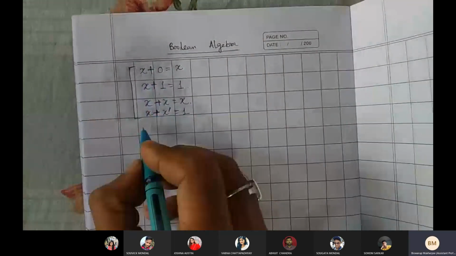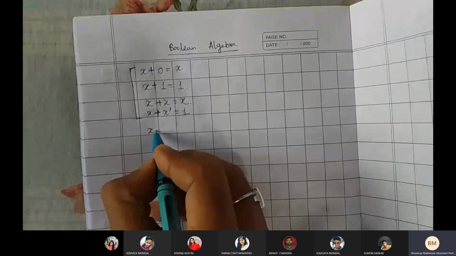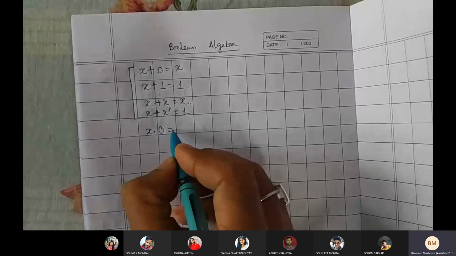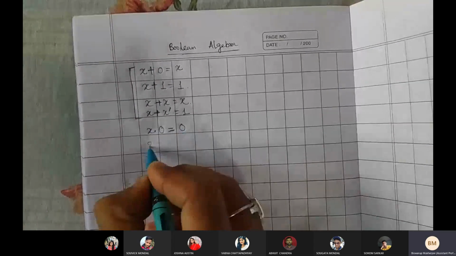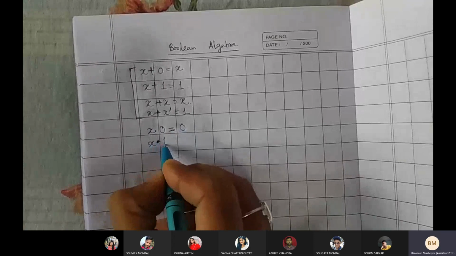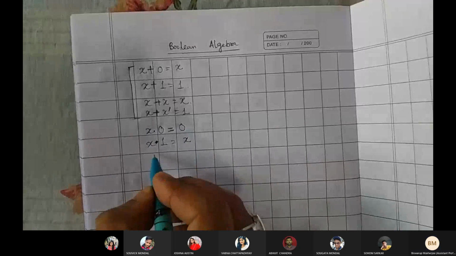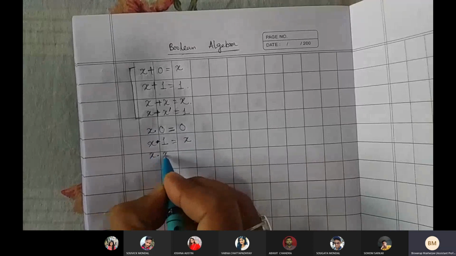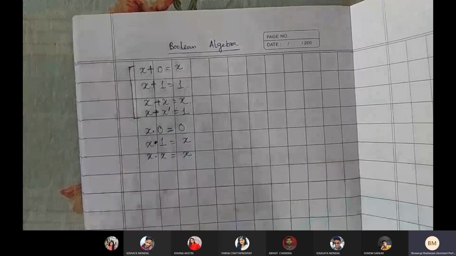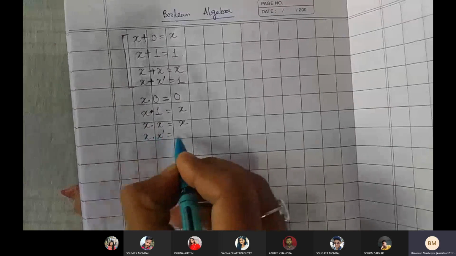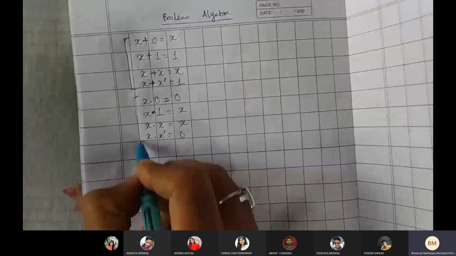Similarly, there is some AND operation, dot. X dot 0 equal to 0. X dot 1 is equal to x. X dot x equal to again x. And x dot x bar equal to 0. This is the second one regarding AND.